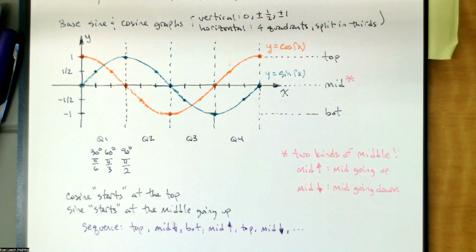So this is what I mean when I say cosine starts at the top. The sequence will be top, middle going down, bottom, middle going up, top. And repeat.